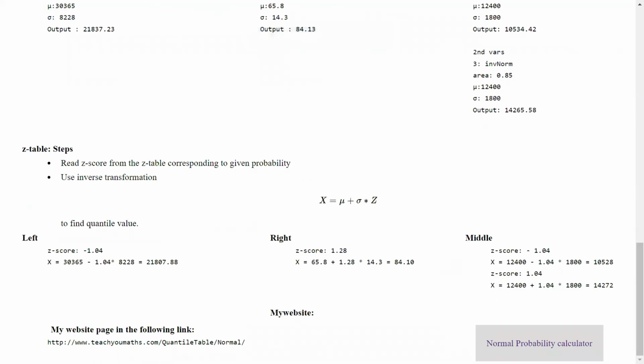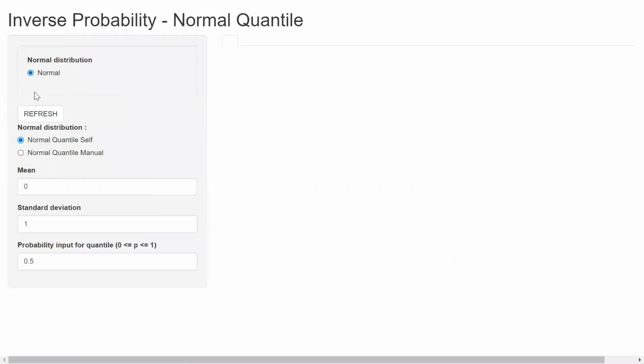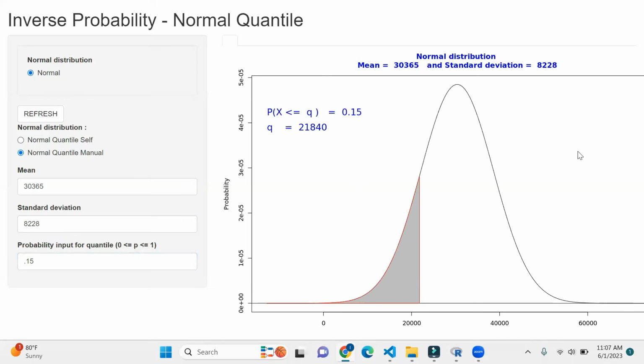First, the easiest one, that is, visit of my website page at this link. This is the page. Select normal quantile manual. For the first left probability, mean is 30,365. Standard deviation is 8,228, and lower probability is 0.15. If we refresh, the lower quantile is 21,840.